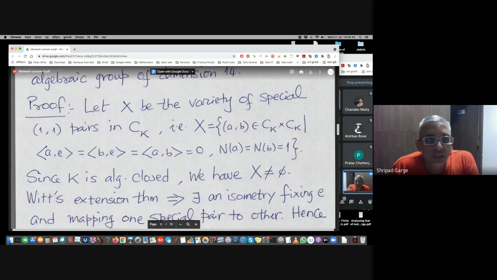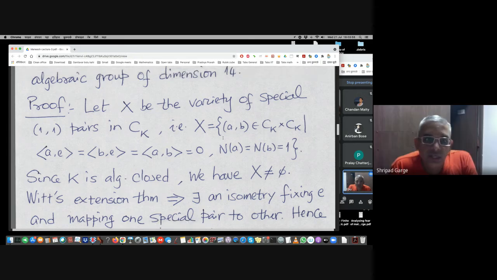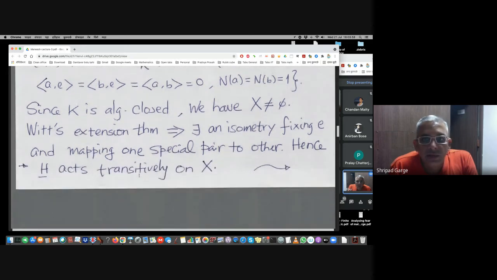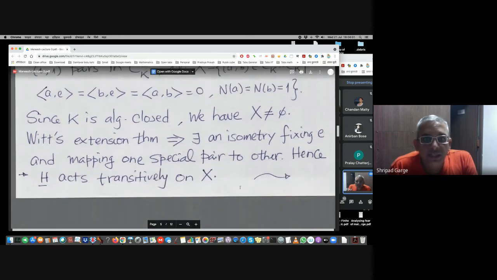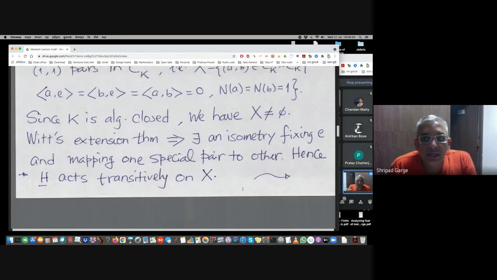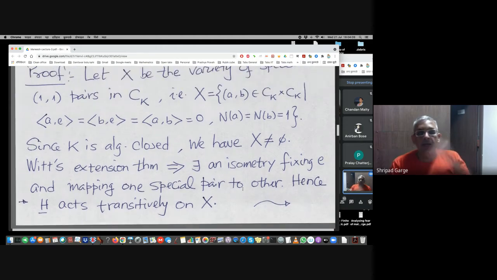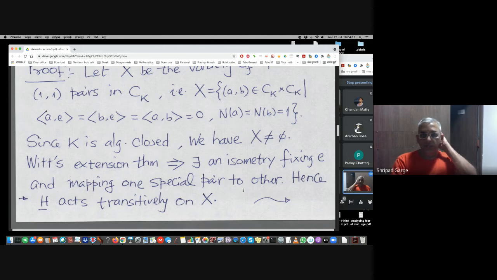So E, A, B and AB will generate a quaternion algebra in CK. These elements may not be defined over small k, but they are there over capital K. Since capital K is algebraically closed, we have that it's non-empty. Witt's extension theorem says that there is an isometry fixing identity and mapping one special pair to the other. Hence, H bar acts transitively on X.